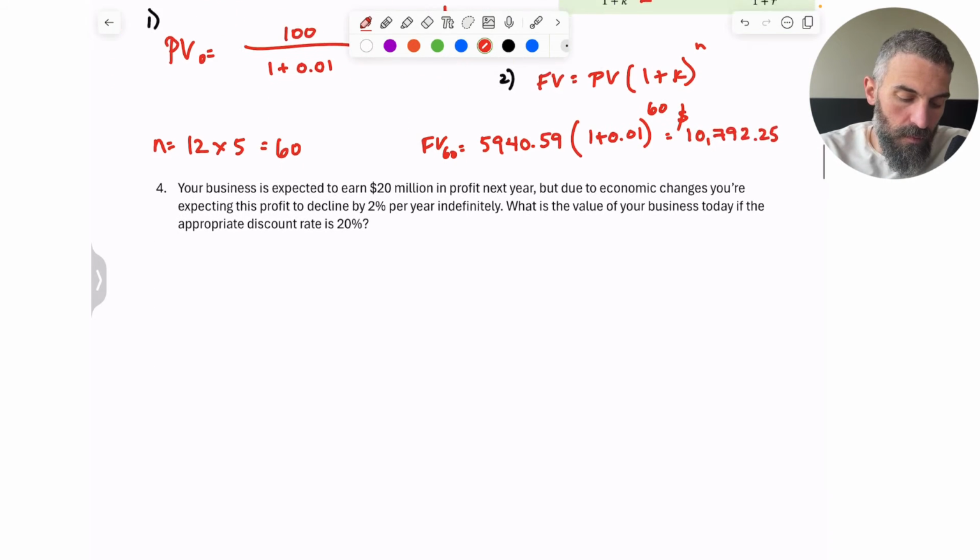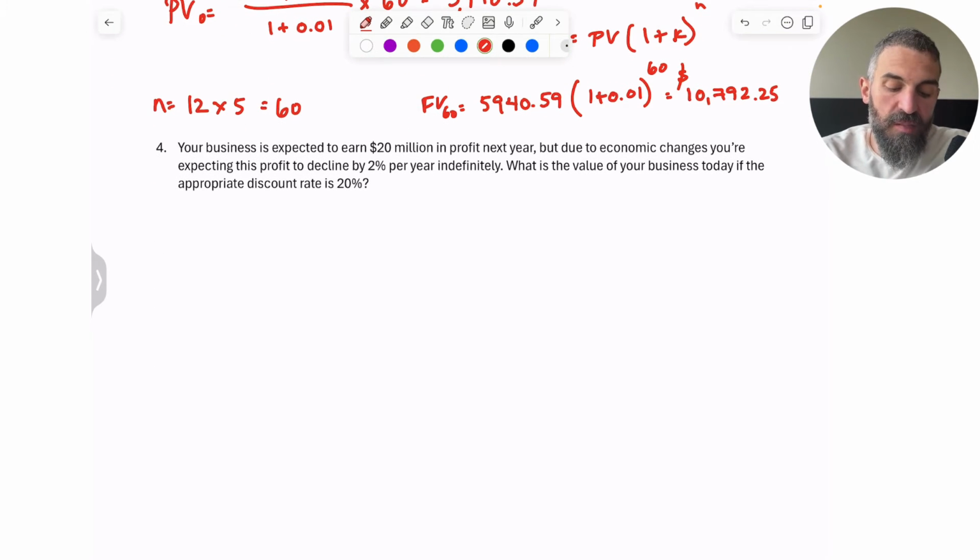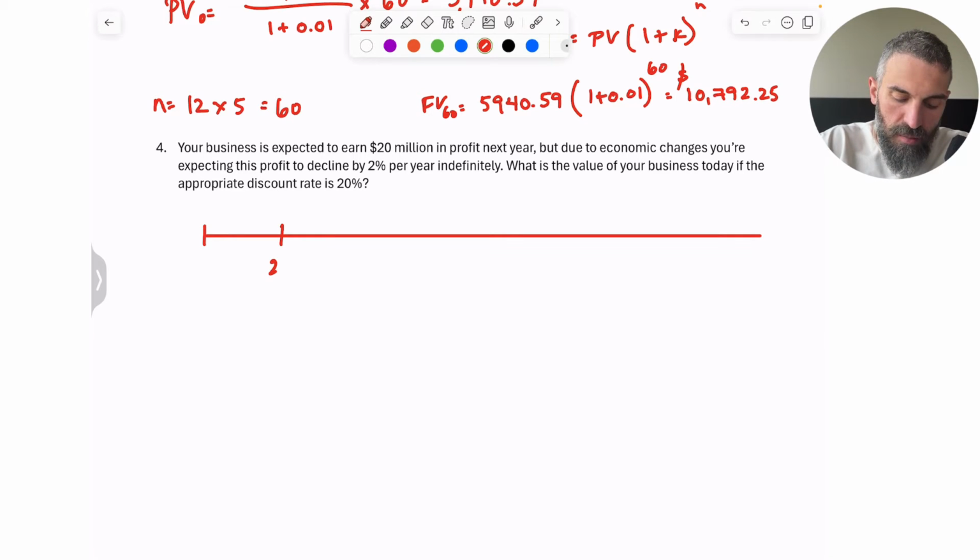Okay. Number 4, your business is expected to earn $20 million in profit next year. Okay. Let's put that on a timeline. Next year, we're going to get $20 million. But due to economic changes, you're expecting the profit will decline by 2% per year indefinitely. So what we have here is a perpetuity, first of all, right? Because of the indefinitely, that means forever. But with a growth rate that is negative.